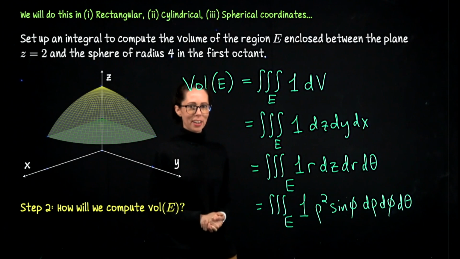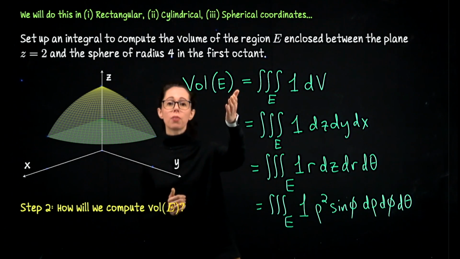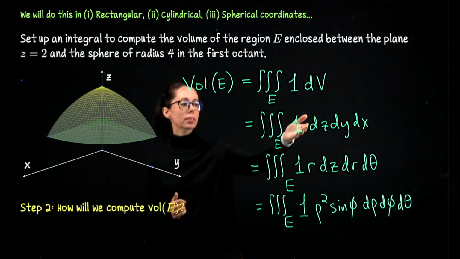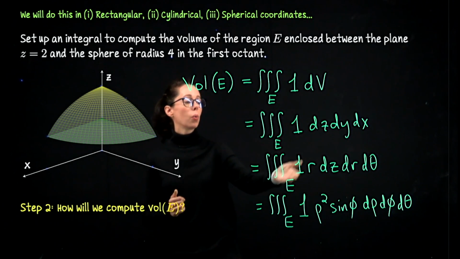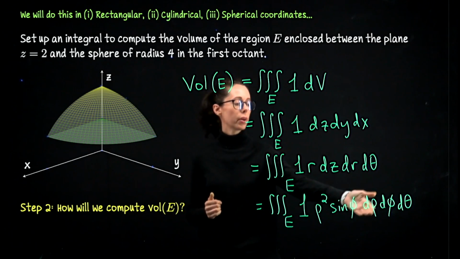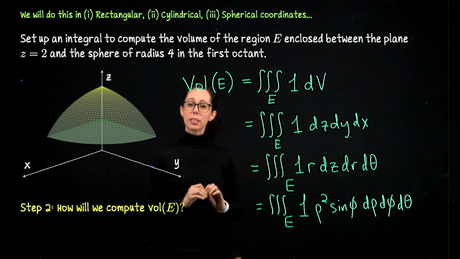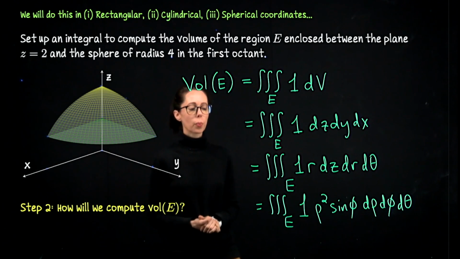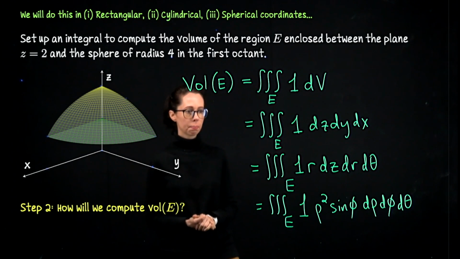The integrands here are incredibly predictable because we're computing a volume. So we're going to have an integrand of 1 as a general principle. It looks like 1 dz dy dx, 1 r dz dr d theta, 1 rho squared sine phi d rho d phi d theta. What is most challenging in this problem is setting up these bounds. So that's where we will spend the most amount of time.